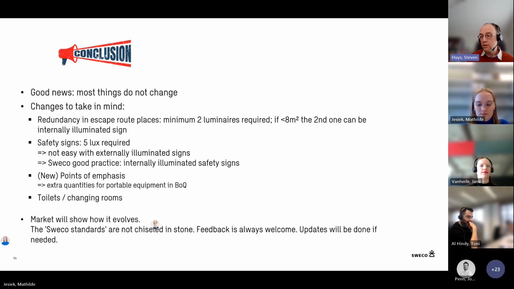Also with what the certification bodies, how will they manage the new standards? We don't know it yet. So maybe some things will change in time, but they are not chiseled in stone. Feedback is always welcome. But I think when you apply the things we put here as Sweco standards, you should meet all the requirements and you don't have a lot of problems in execution.